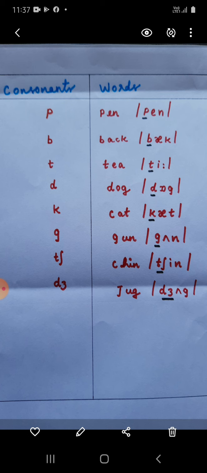So cat is C-A-T, cat, and we are first opening a slash. Whenever you are writing a phonemic symbol or phonemic word, you first open it with a slash. After that we write the K sound, small letter K, pronunciation K. Then on the screen you can see the vowel sound A. K plus A plus T, that is cat. Then we close the slashes.